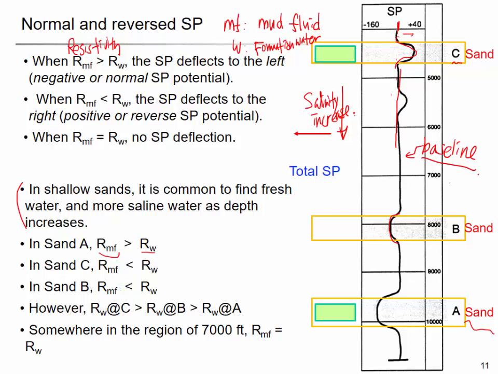So still, the resistivity of the mud filtrate is less than the water. But if we compare the water resistivity A, B, C, then C will be the largest one. This is the shallow one, right? And A is the deepest one, and that's the smallest one. Okay, let me check again.